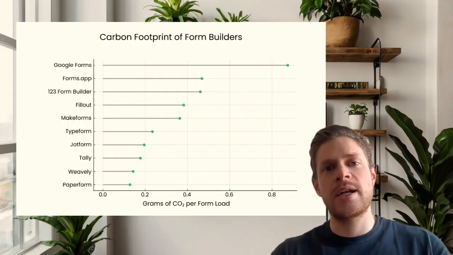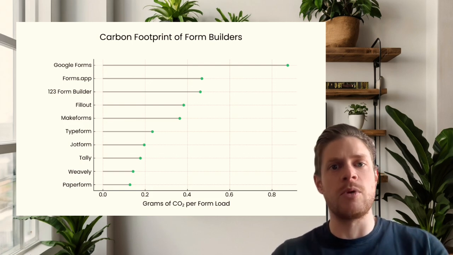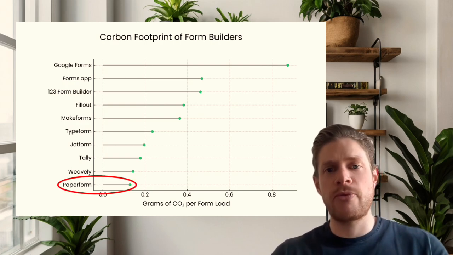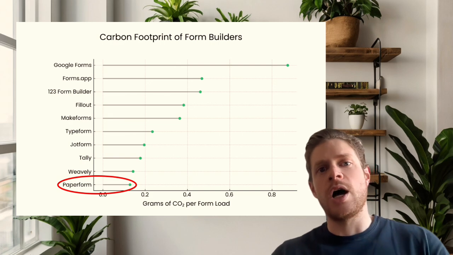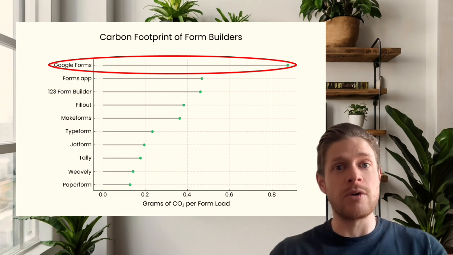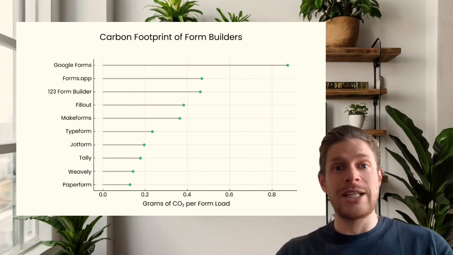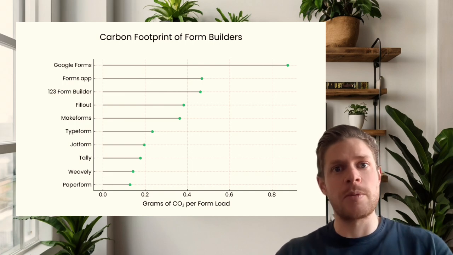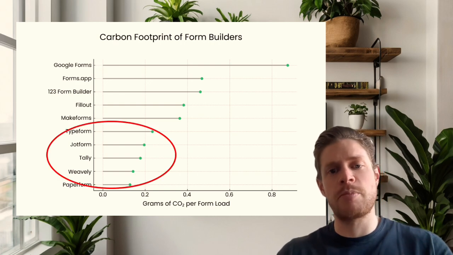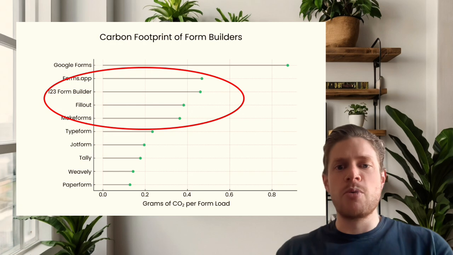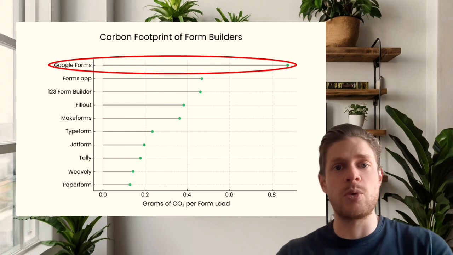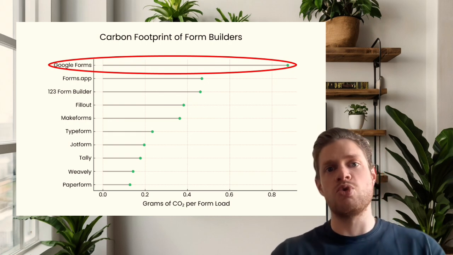Okay, and here comes the ranking of least to most sustainable web forms. So you'll first notice that there's quite a big difference between the most sustainable, which is Paperform at around 0.2 grams of CO2 per form load, and the least sustainable, which is Google Forms at around 1 gram of CO2 per form load. So that's quite a difference, right? That's 5 times more for Google Forms compared to Paperform. And then you'll notice that there's essentially 3 categories. You have your top performers, right? Your Paperform, your Weebly, your Tally. You have your middle performers, Fillout, 123 Form Builder, Forms.app, and then of course there's the worst performer, which really stands out from the rest, and that is Google Forms.